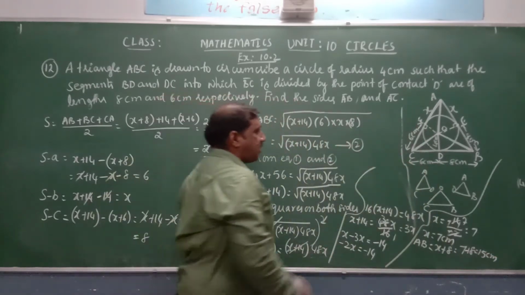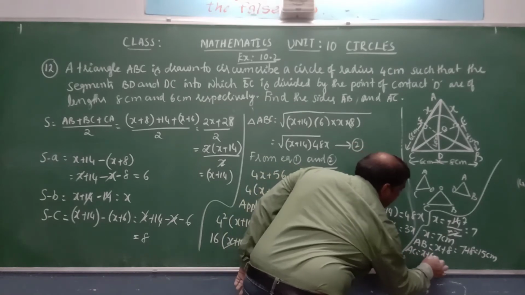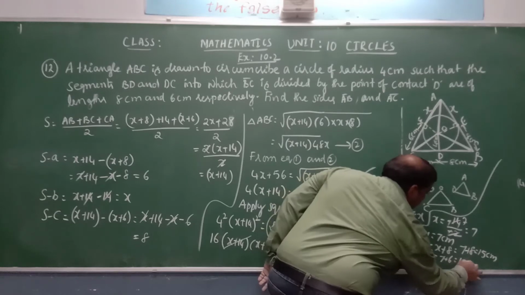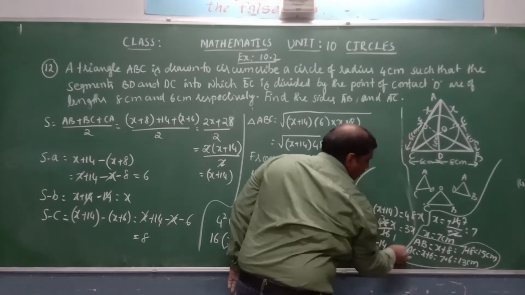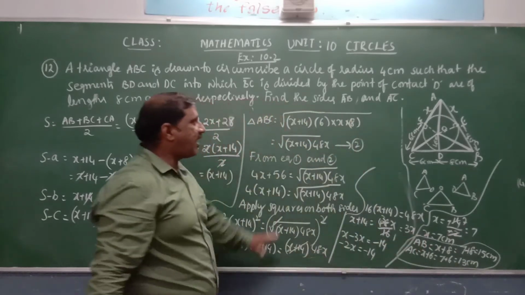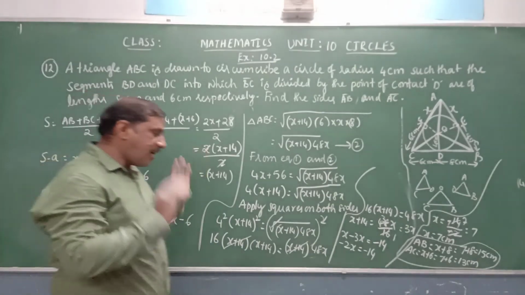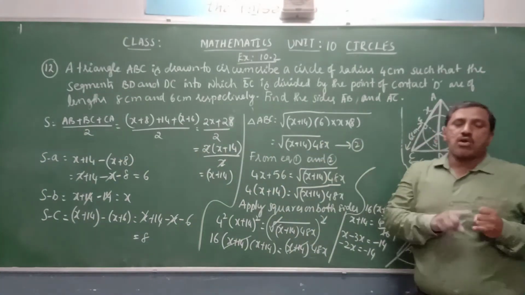15 centimeters. What about AC? AC is equal to x plus 6, that is 7 plus 6, which is equal to 13 centimeters. So like this we will find the length of AB and AC. Is it clear, children? Here 3 topics we are using. One is the lengths of the tangents drawn from an external point.